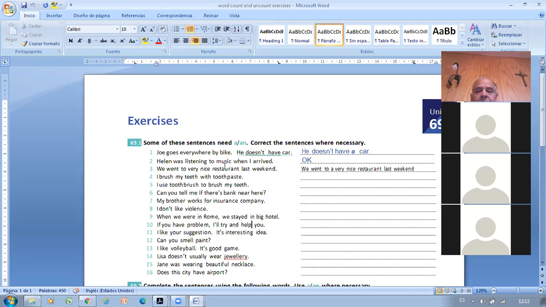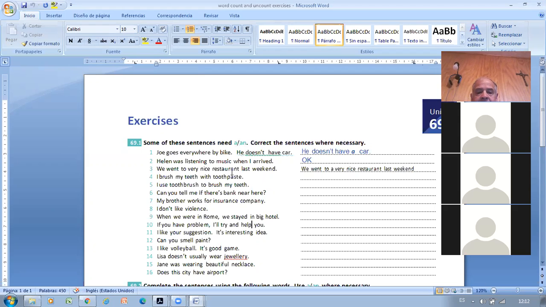Helen was listening to music when I arrived. Music is uncountable, so it doesn't need an article. We went to a very nice restaurant last weekend. Yeah, restaurant is countable, so it needs to take an indefinite article. We went to a very nice restaurant last weekend. Okay, we're going to do number 4 and number 5, so as for you to understand.